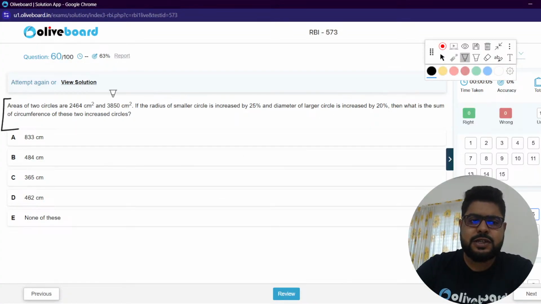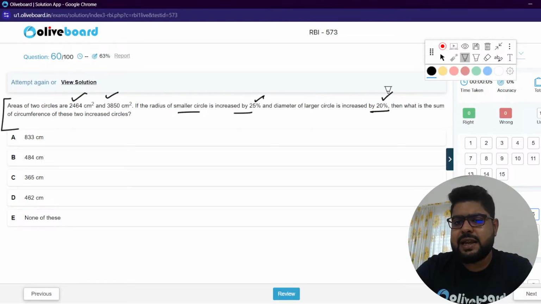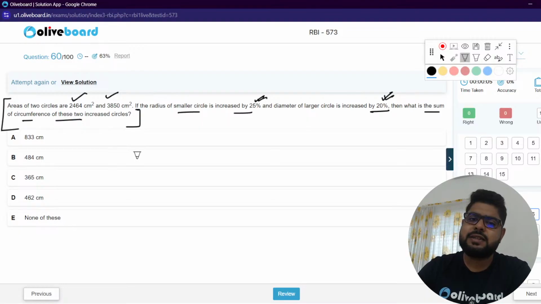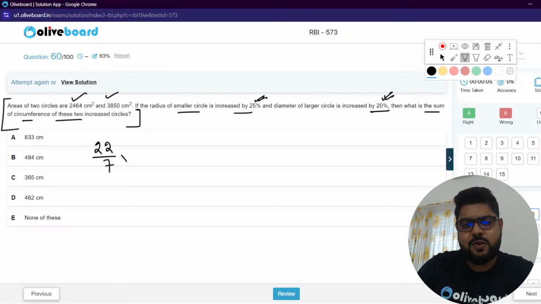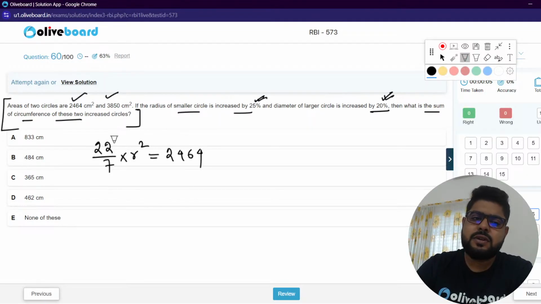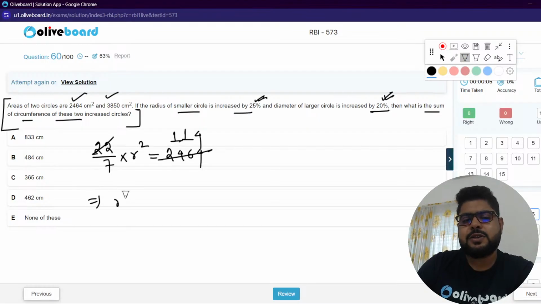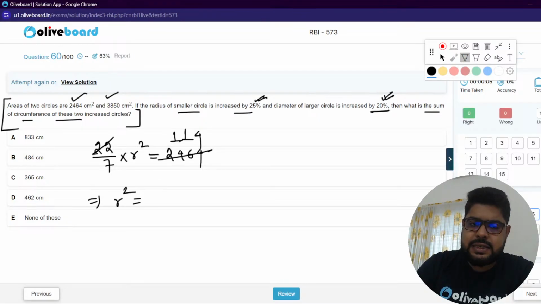The areas of two circles are given, the radius of the smaller circle is increased by this, the larger circle by this. Sir, what is the sum of the circumferences? Radius increased. Sir, first you figure out the radius. So 22 by 7 into r square is the first circle, 2464. Calculate, sir. So r square, don't calculate, sir. So this is 7 into another 7.